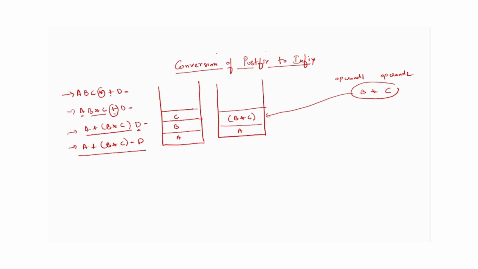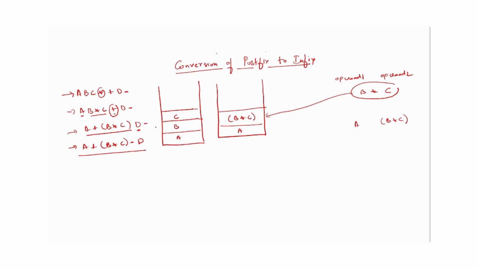Now I encounter plus here. Once I encounter another operator, I will stop again there. I will pop out B star C and A. A would be my operand 1 and B star C would be my operand 2. Therefore it is easy to understand: the top of the stack would be operand 2 and the operand below the top of the stack would be operand 1. That is the rule here.